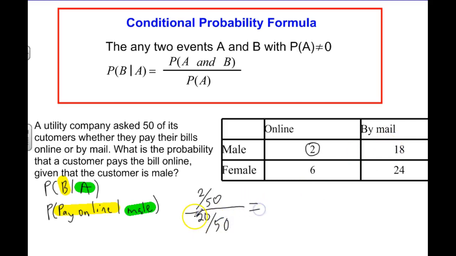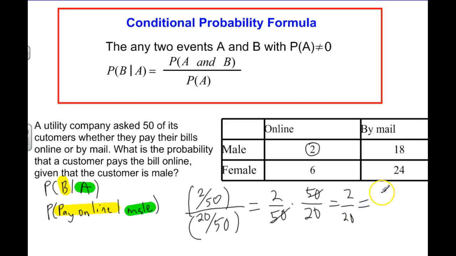Dividing by a fraction is the same thing as multiplying by its reciprocal. So we could write this as 2 over 50 times the reciprocal of 20 over 50, which is 50 over 20. Cancel that out, you get 2 over 20, which is 1 over 10.